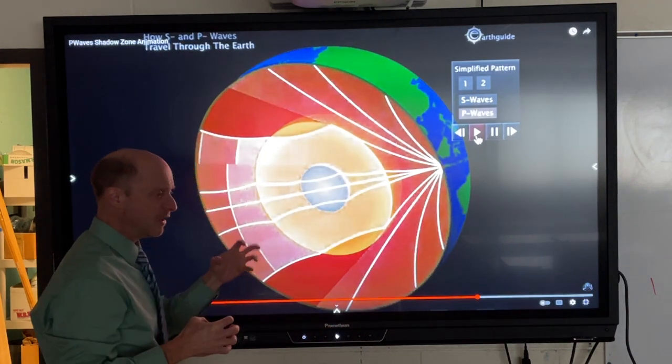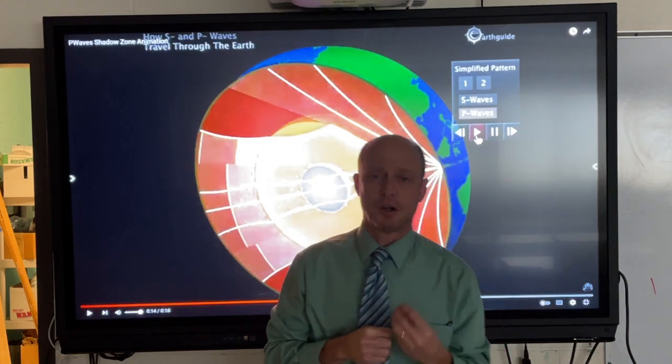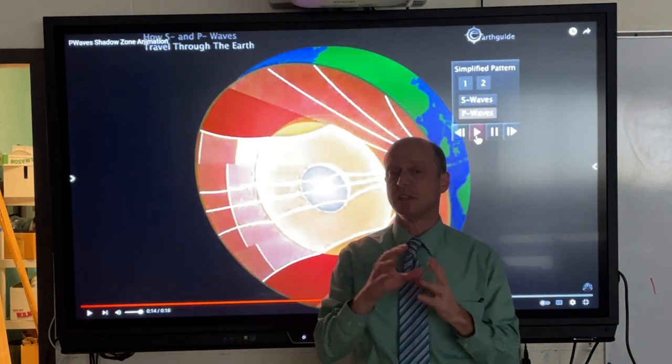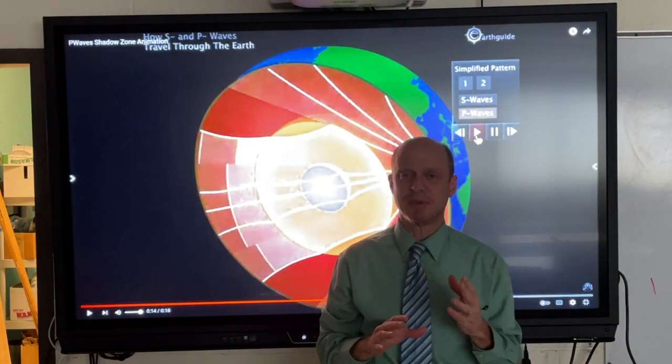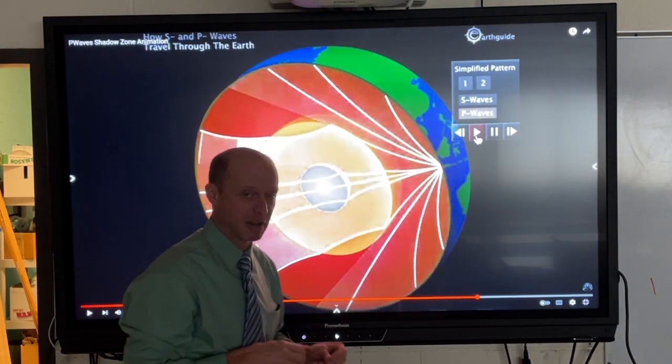So we have S wave and P wave shadow zones, and I really like the animation of how they travel through the Earth, and this should help you. There's a coloring assignment that we do to help you learn about this even more, but this is really going to be a great introduction.